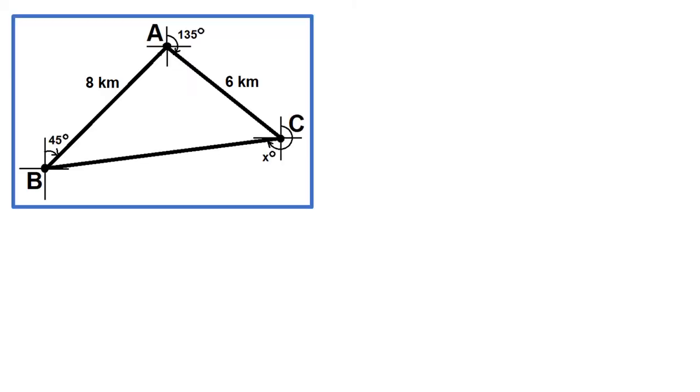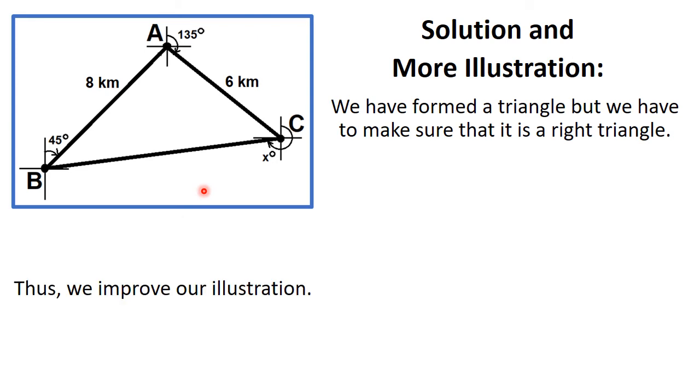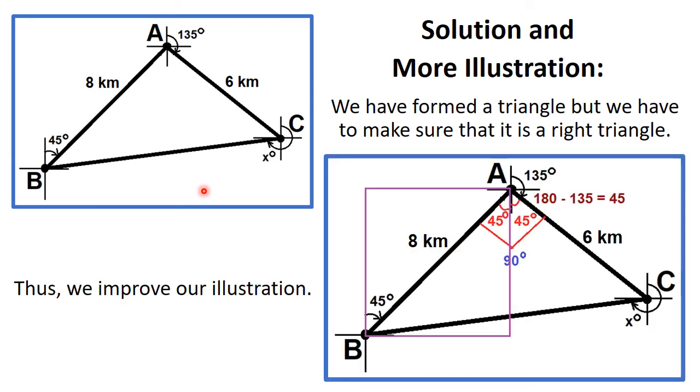Notice now that we have formed a triangle. But the challenge here is to prove that the triangle is a right triangle. To do this, we improve our illustration. Look at the purple rectangle. We go back to our knowledge in geometry about the alternate interior angles of a parallelogram or rectangle. So if this angle is 45 degrees, then this angle is also 45 degrees. Now we proceed to the other part of the angle, which is this part.